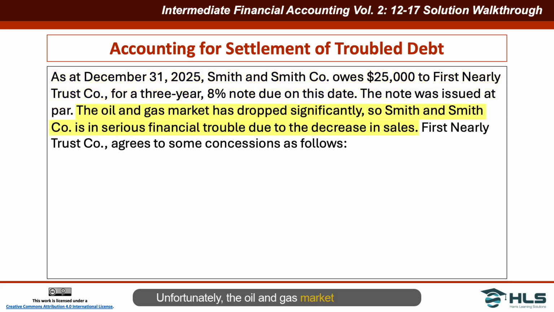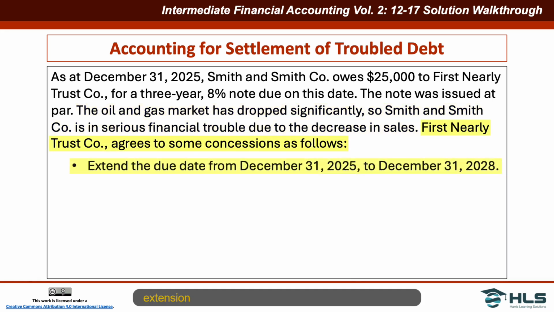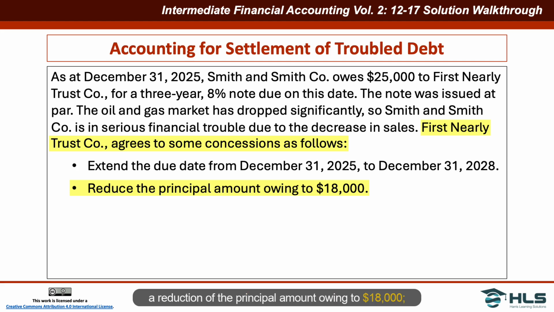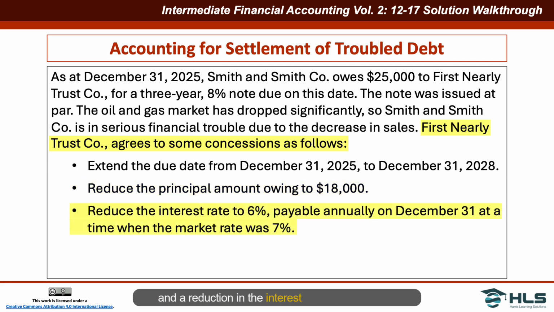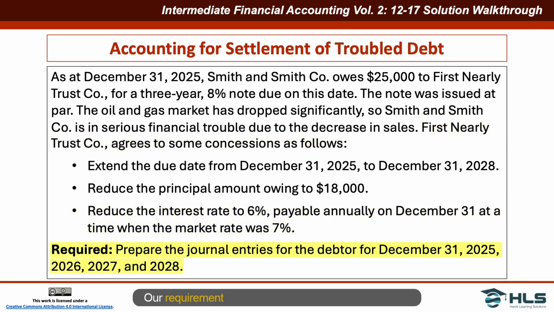The note was issued at par. Unfortunately, the oil and gas market has dropped significantly, so Smith & Smith is in serious financial trouble due to the decrease in sales. First Nearly Trust agrees to some concessions as follows. Extension of the due date from December 31st, 2025 to December 31st, 2028, a reduction of the principal amount owing to $18,000, and a reduction in the interest rate to 6% payable annually on December 31st at a time when the market rate was 7%. A requirement is to prepare the journal entries for the debtor, i.e. Smith & Smith, for December 31st, 2025, 26, 27, and 28.